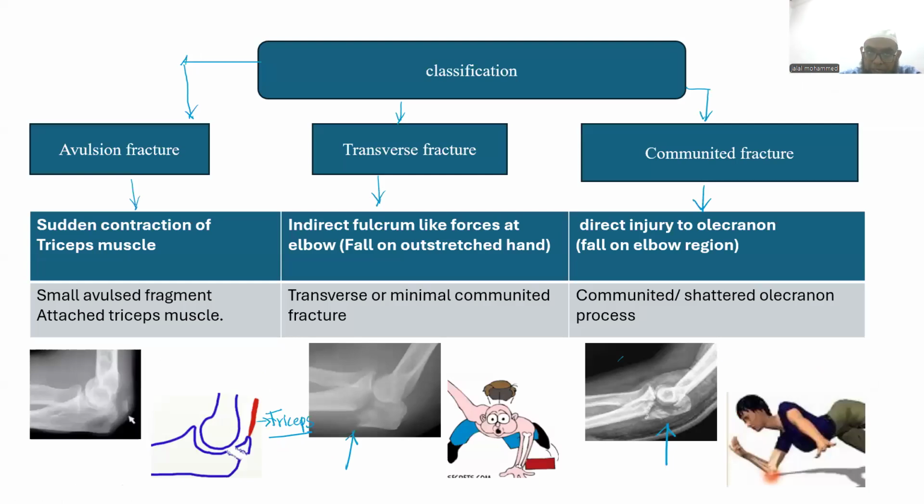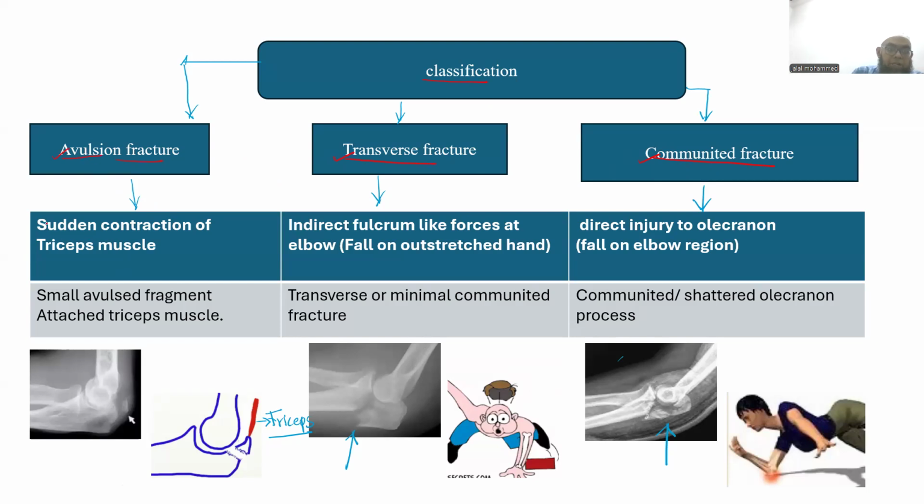So the mechanism of injury, anyhow, you know. How will you classify the olecranon fracture? We classify olecranon fracture into three types. One is avulsion fracture, the other is transverse fracture, and the third is comminuted fracture. Each type of fracture happens depending on the mechanism of injury. They have different mechanisms of injury.